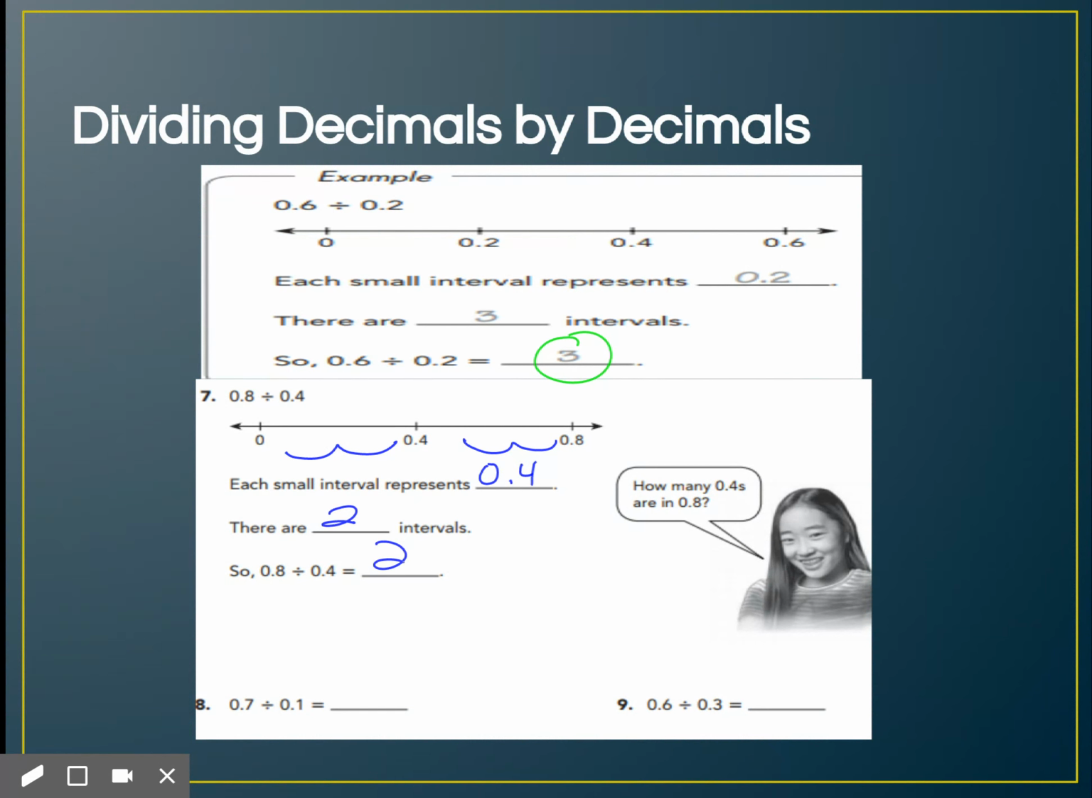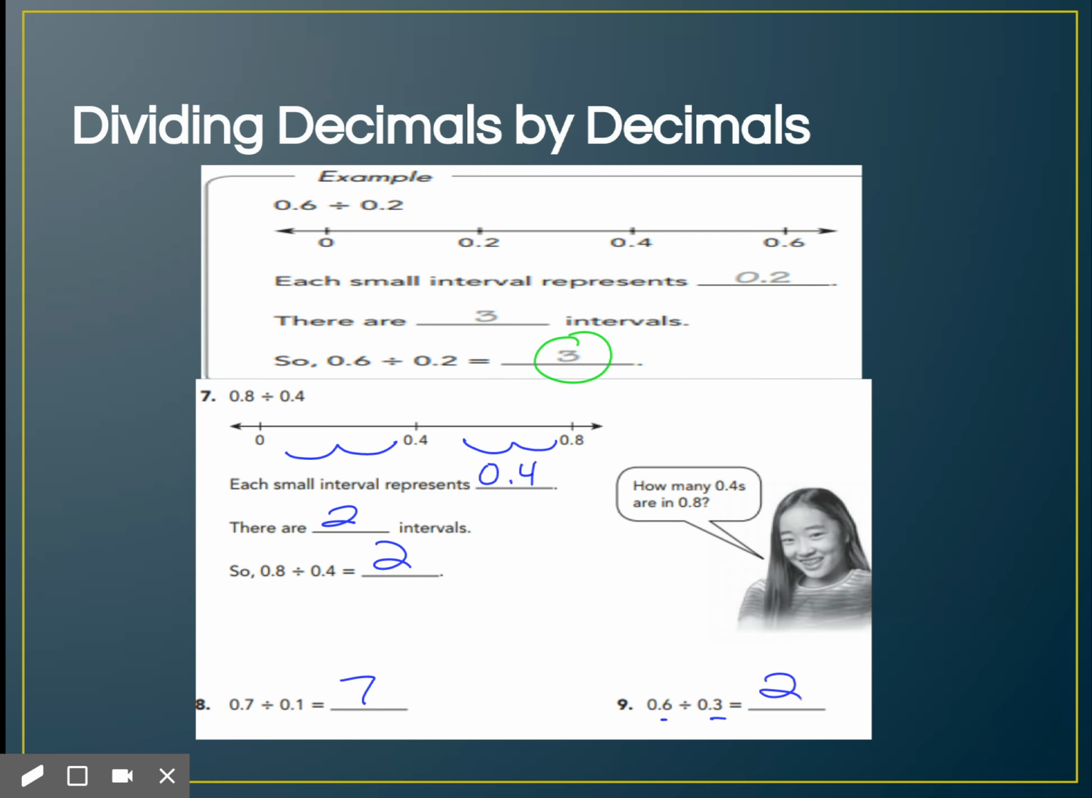There are 2 intervals. You can do this again, 0.7 divided by 0.1, 7/10 divided by 1/10. So basically it's 7 divided by 1. Number 9, 0.6 divided by 0.3. Again, basically it's just 6 divided by 3, which of course is 2.